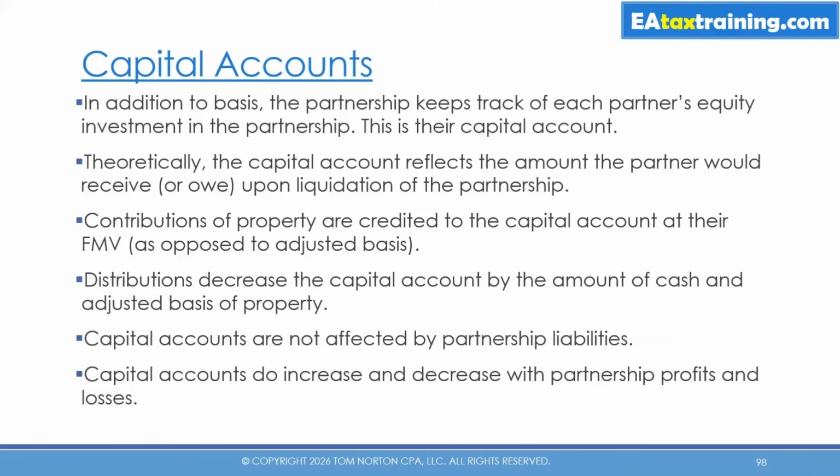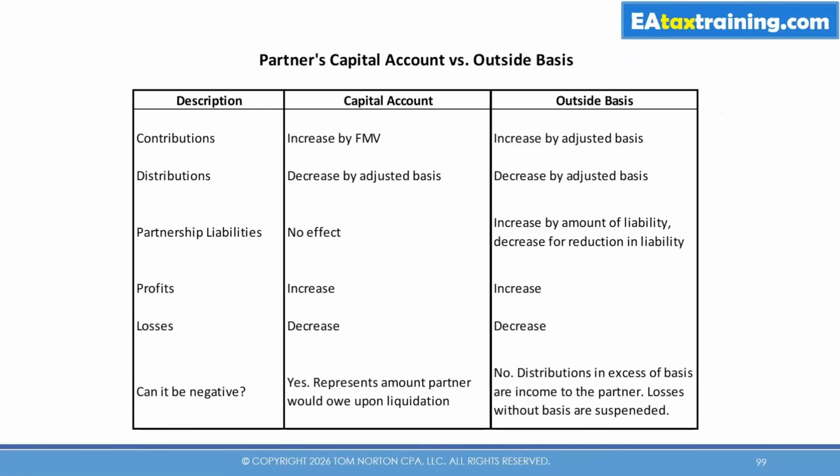So what we're really looking at is we're trying to compare what happens to capital accounts versus outside basis. And the important thing to know is they are two different things. So your outside basis is not equal to your capital account. So let's look at a little chart here. It kind of recaps everything, makes it easy to visualize. Again, contributions. Got the capital account here, you've got outside basis. Contributions increase your capital account by the fair market value of the property contributed. They increase your outside basis by the adjusted basis of the property contributed.